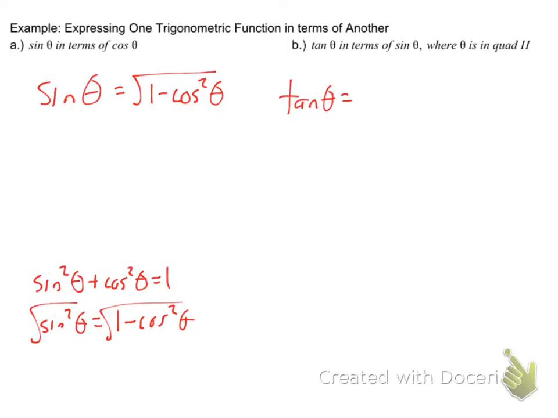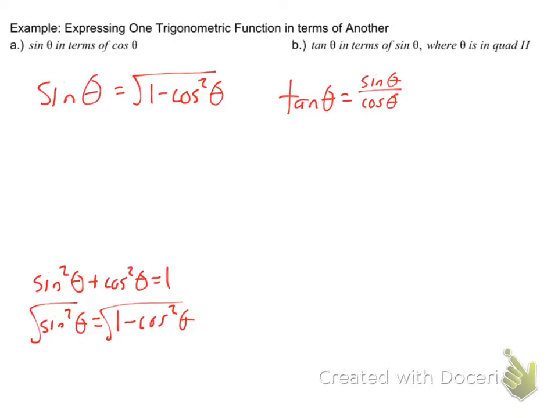The second one starts off with tangent theta. We know some things about tangent. Tangent is what? Sine over cosine. I only want this in terms of sine, but in the second quadrant. And sine in second quadrant is positive. Wait a minute, sine is positive, but tangent is negative. So we're going to have to take into consideration there at the end that the overall answer better be negative.